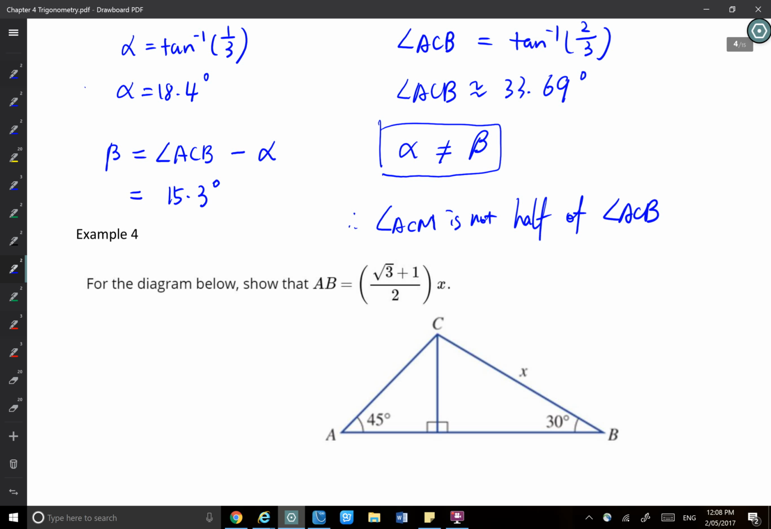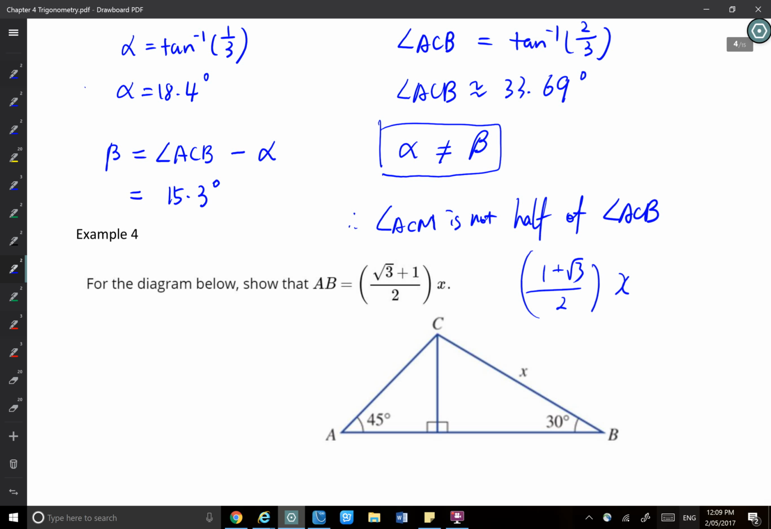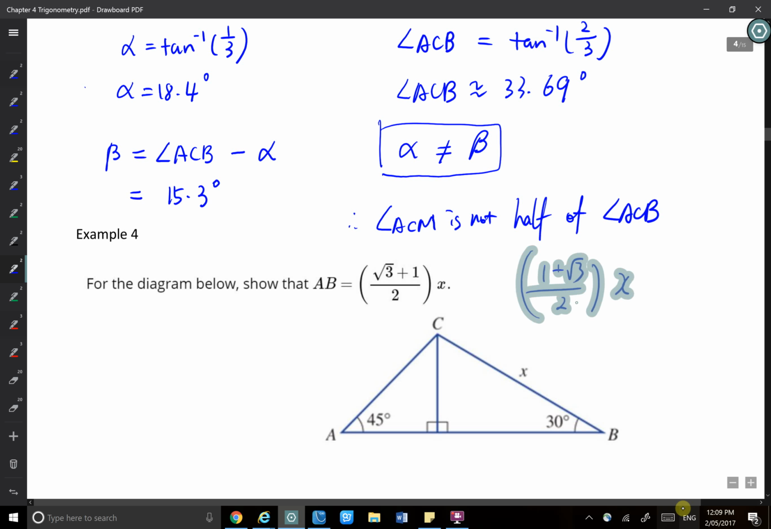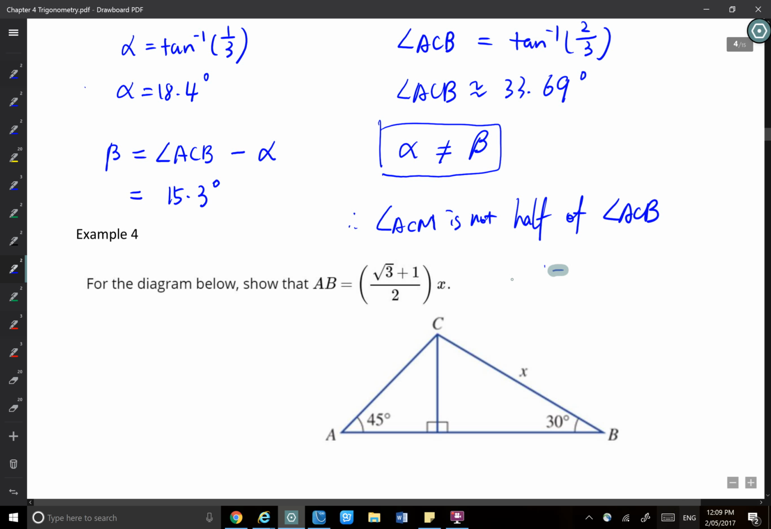Second, your last line needs to look exactly the same, identical to what is given to you in the main question. For example, if your last line is 1 plus root 3 over 2x, you may lose marks because it does not look exactly the same. The question asks you to show this, so why show something else, even though they are equivalent? You need to follow exactly what the question is asking, and the last line must look identical to the first line. So those are the two things you need to be aware of for a show that question.